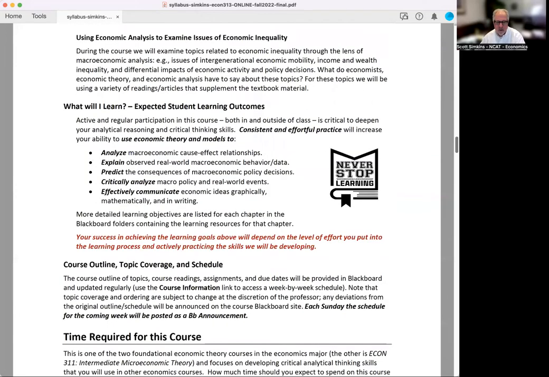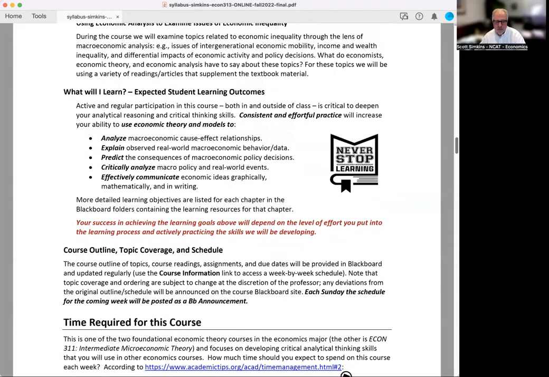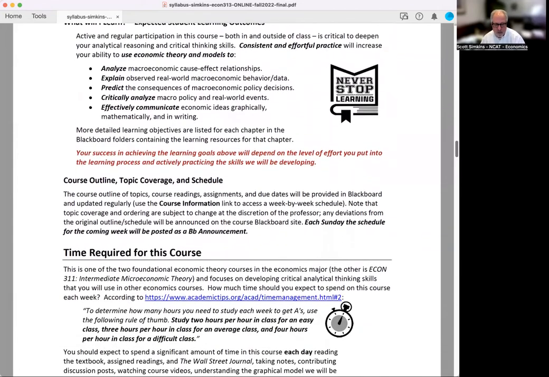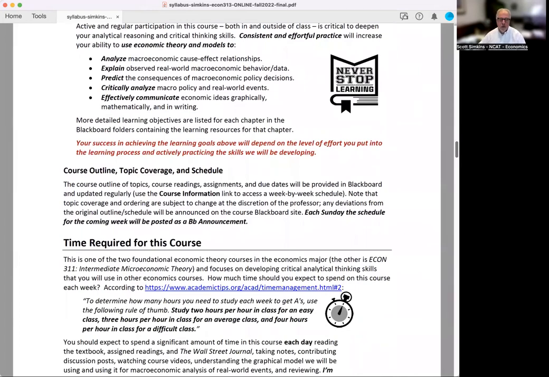And so here are some expected learning outcomes for the course. Again, it's about being able to analyze, explain, predict, evaluate, and communicate ideas about economic behavior at the economy level, and policies at the economy level, in terms of the macroeconomy. So we'll be doing that every week, all the time. So it's important that you clearly understand what we're about in the course.